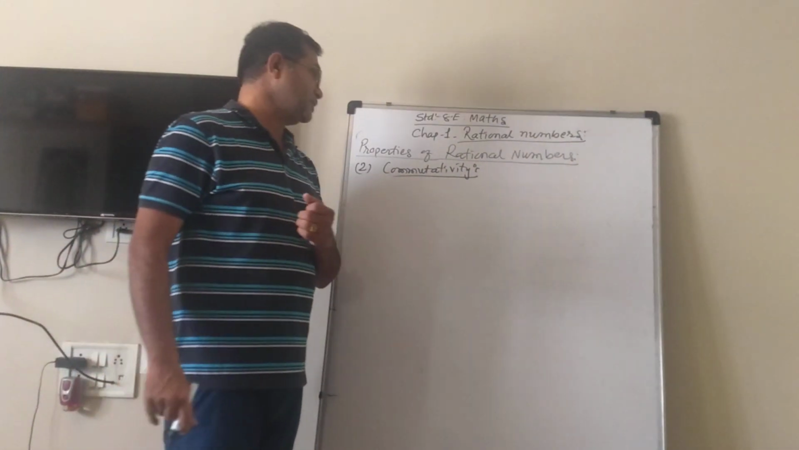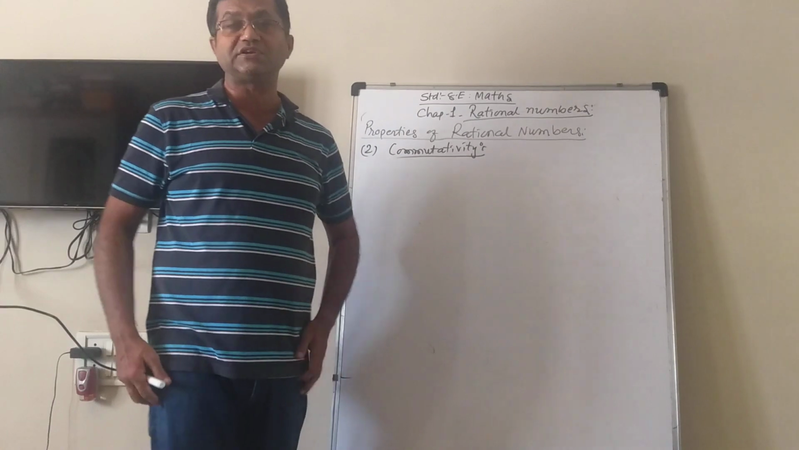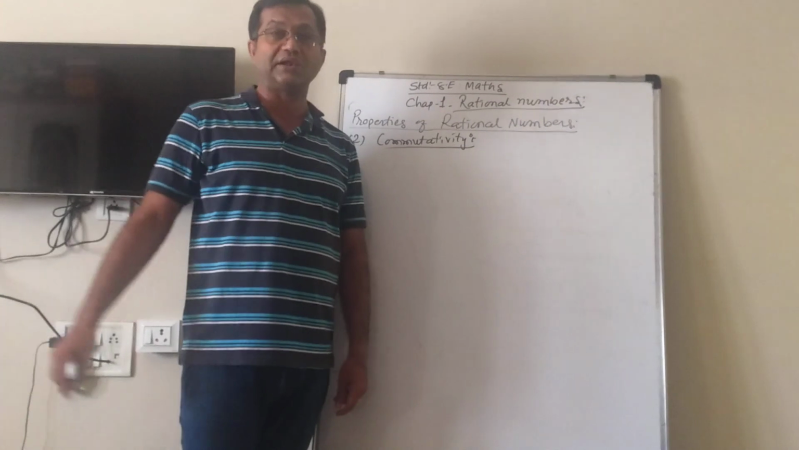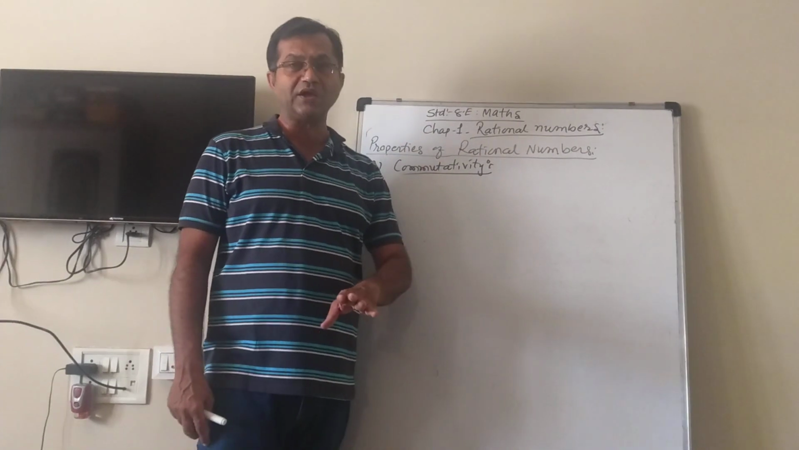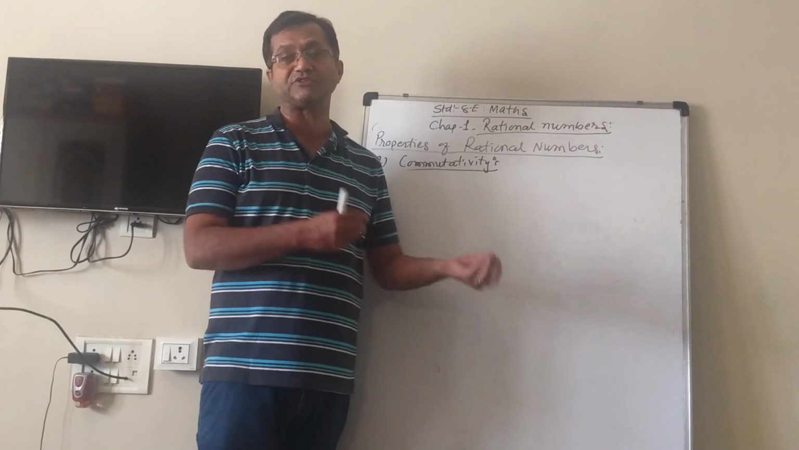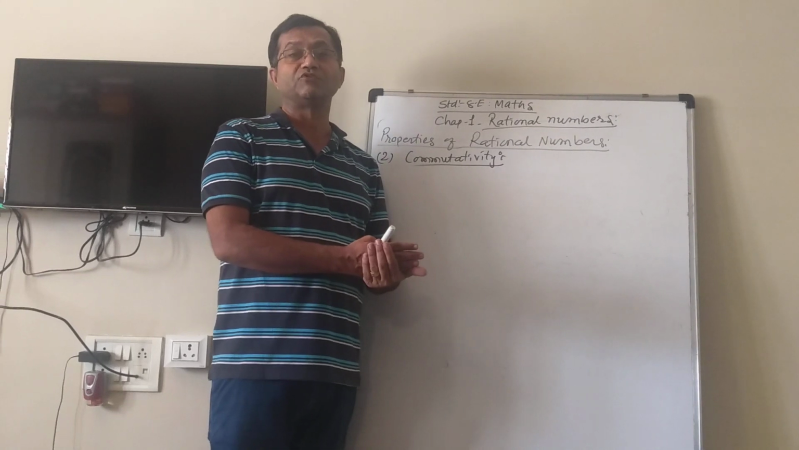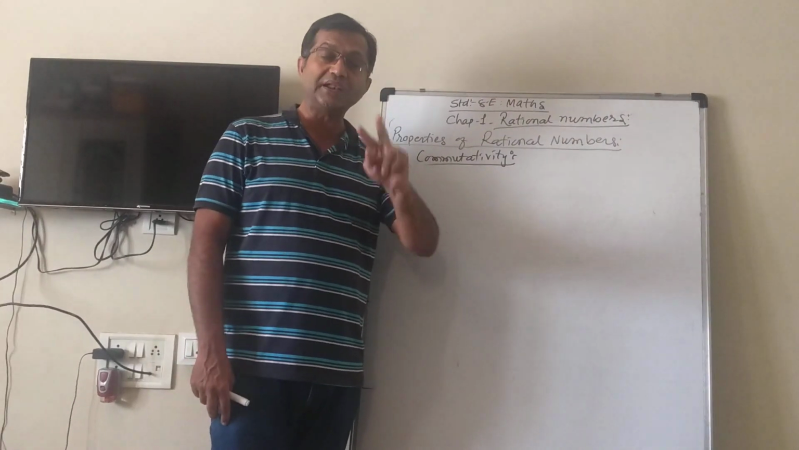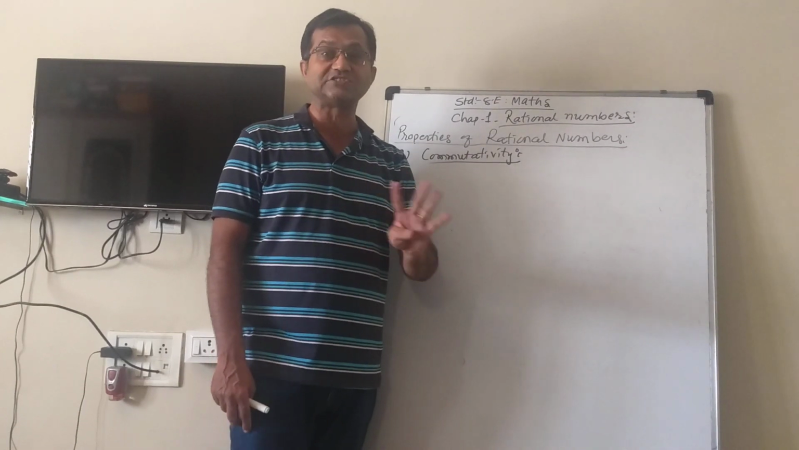Now commutativity means what? For the natural numbers or for the integers, we know that when we add 2 natural numbers like 3 plus 5, or if you add in the reverse order 5 plus 3, the answer will be 8. Same, 3 plus 5 is also 8, 5 plus 3 is also 8. The same we can apply for the rational numbers also. It means that rational numbers also can be added in any order. The answer does not change.